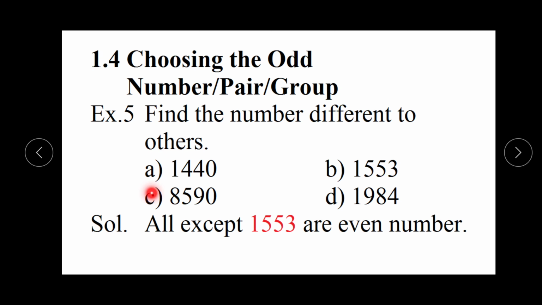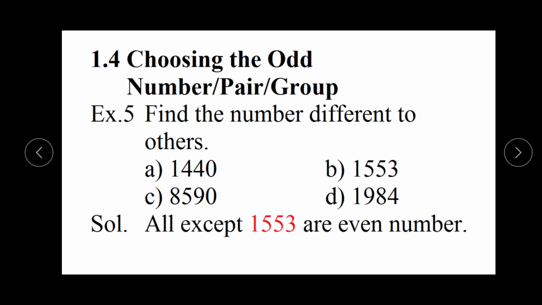So in option A, option C, and option D, these are even numbers, but in the second option, this is the odd number. It means the second option is the classified number among these four numbers. Find the number different from the others.